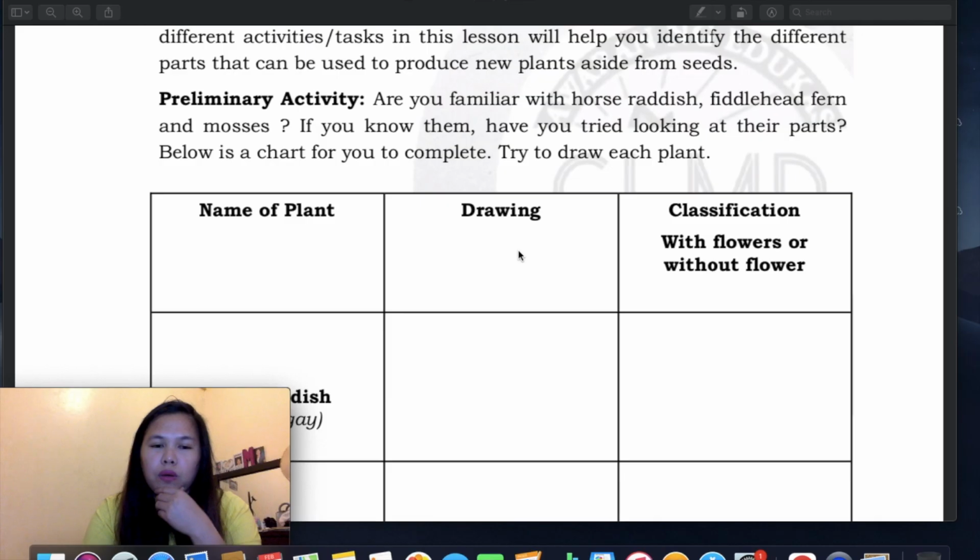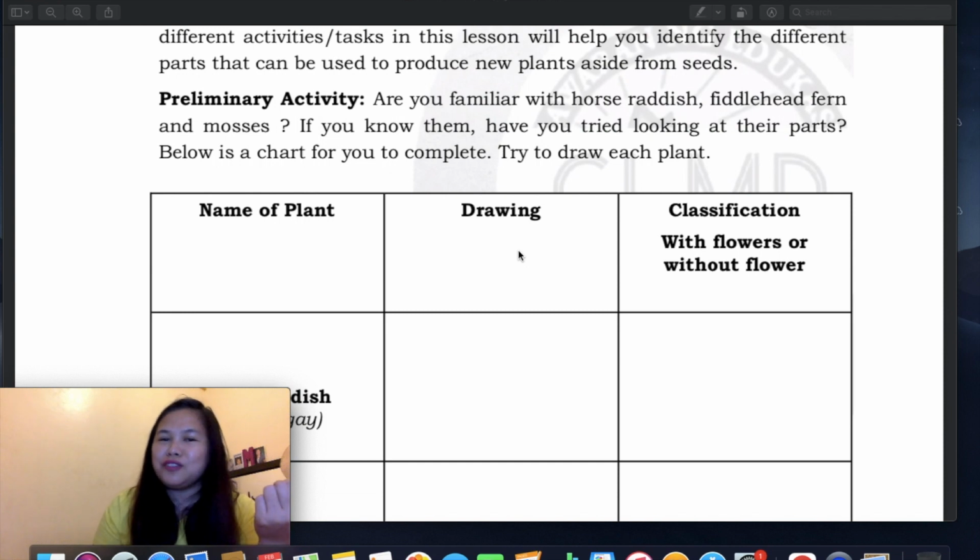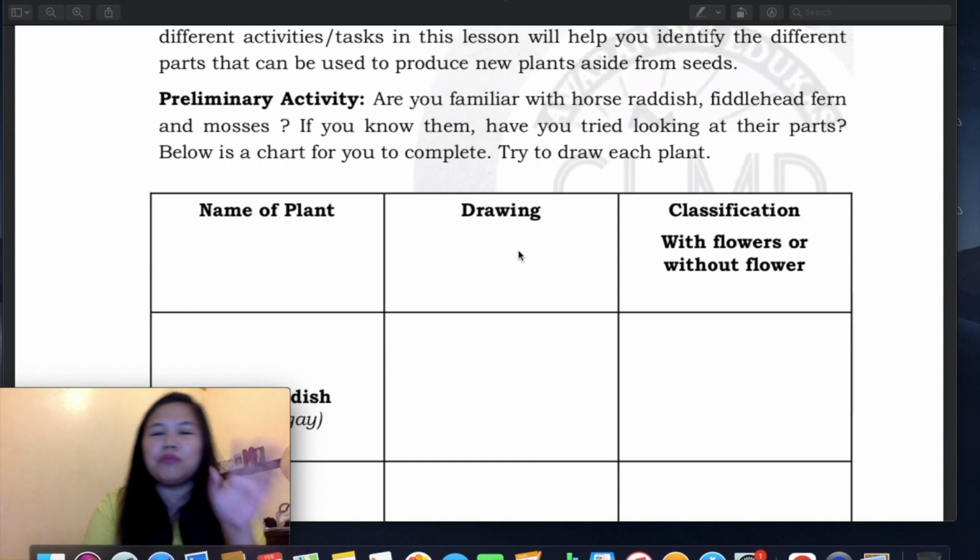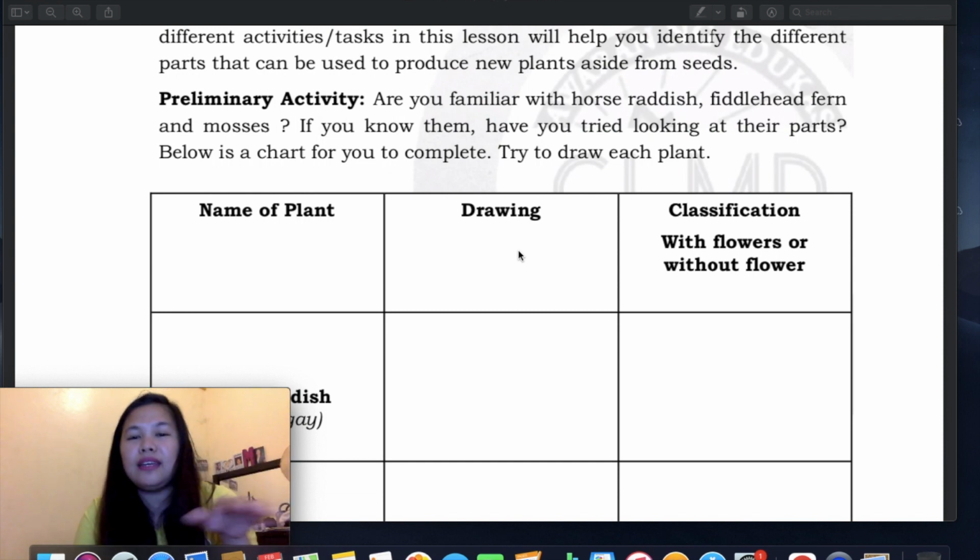Pwede rin kayong magtawag nito. Dahil kayo ay nanonood ng aking YouTube, ibig sabihin, may internet access kayo. So, madali lang kayo pumunta sa Google at maghanap kayo na pwede nyong gayahin na drawing.